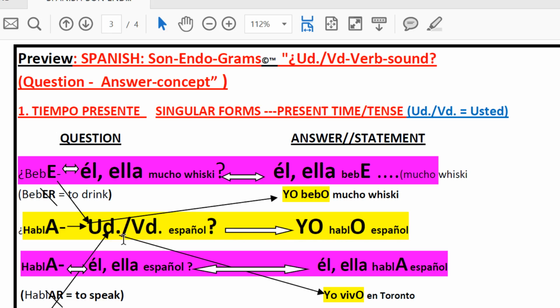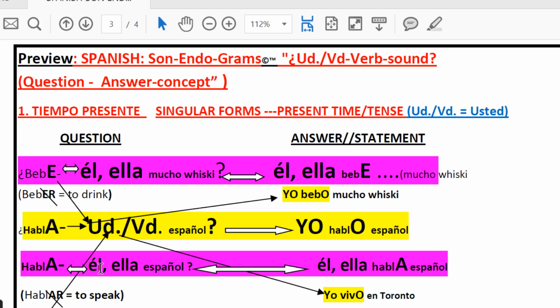Fortunately for you, however, the habla usted is also used for the he and she. If you wanted to ask, does he speak Spanish, you would say, habla él español? And the reply would be, él habla español.